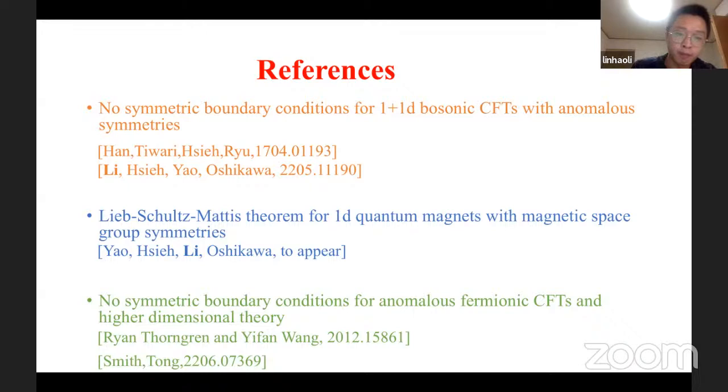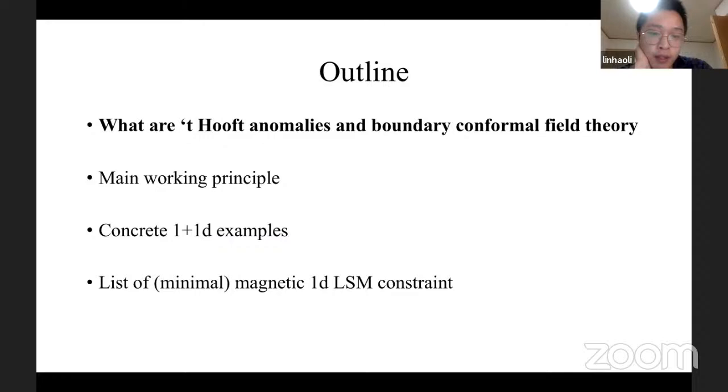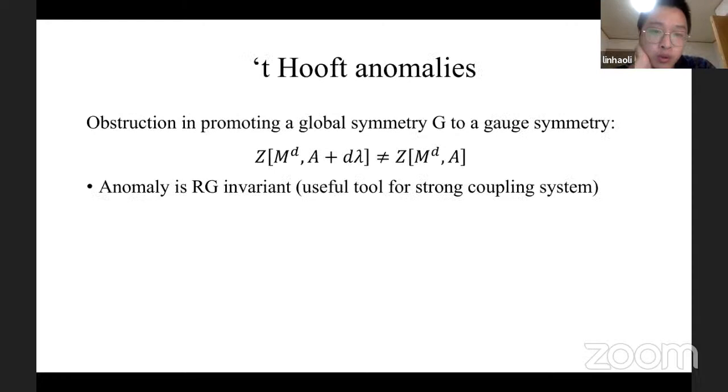Now, let me start with some background knowledge of 't Hooft anomalies and boundary conformal field theory. The 't Hooft anomaly means that if we promote a global symmetry G to a gauge symmetry, there will be some obstructions, such as gauge non-invariance. Since 't Hooft anomaly is invariant under RG flow, it is a useful and powerful tool for studying quantum field theory, especially strongly coupled systems.